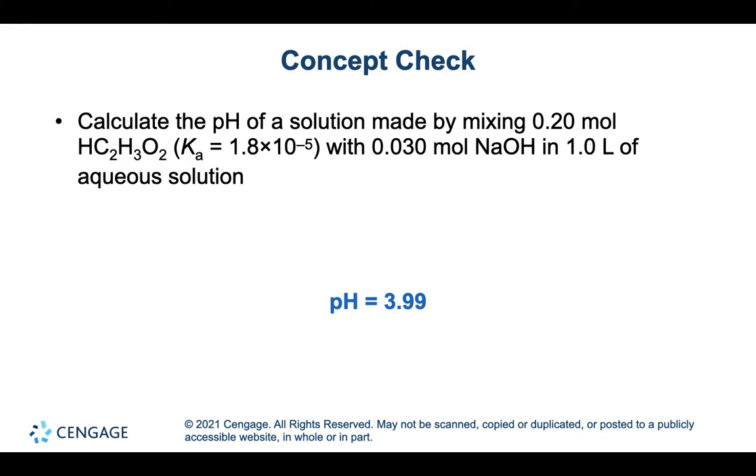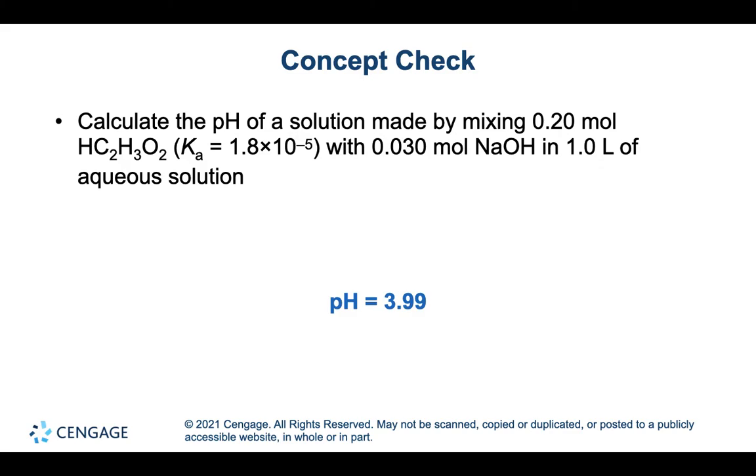Finding a pH by mixing 0.2 molar acetic acid with 0.03 molar NaOH, 0.20 moles of acetic acid, and 0.03 moles of NaOH. I would have done this one on the board. In fact, maybe on Tuesday I will do this one on the board. But you might try it yourself. So I would just encourage you, try this yourself and remind me on Tuesday to work this one out on the board. If you cannot figure out how to get a pH of 3.99.